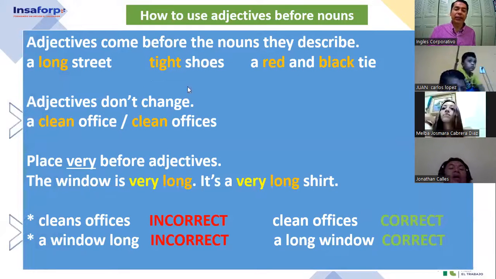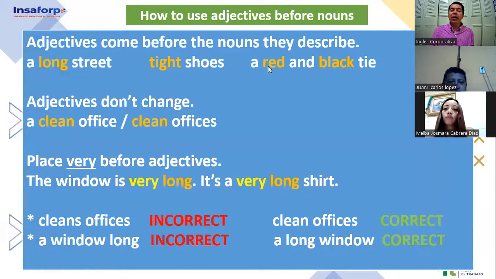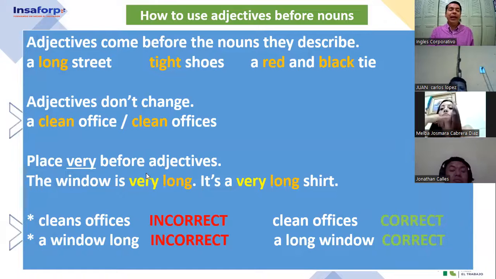Adjectives come before the noun they describe. A long street. Tie shoes. Zapato socado, you know? A red and black tie. Notice that street, shoes, and tie are nouns. And the adjectives go before those nouns, right? Al revés que en español, en lugar de decir una calle larga, decimos aquí la larga calle. Okay, adjectives don't change. For example, a clean office, singular. Clean offices, right? En español, si decimos oficinas limpias, modificamos el nombre y el adjetivo también. Pero en inglés, no.